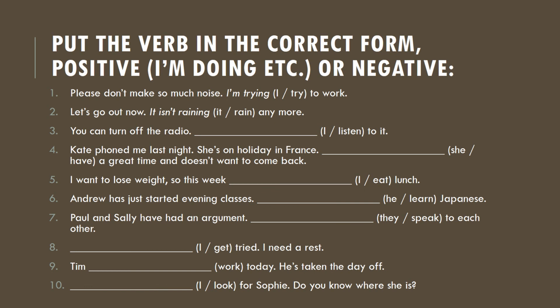Number 5, I want to lose weight. So this week, what will I do this week? Present continuous. I am not eating lunch. If it was I am eating lunch, what do you say? Andrew has just started evening classes. He learned Japanese. So he has started these classes. So what is he doing? He is learning Japanese. Paul and Sally have had an argument. They speak to each other. If they had an argument, are they speaking or aren't they speaking? They are not speaking to each other.